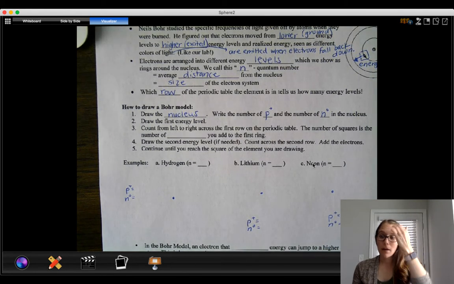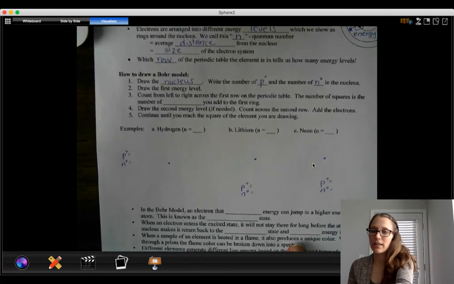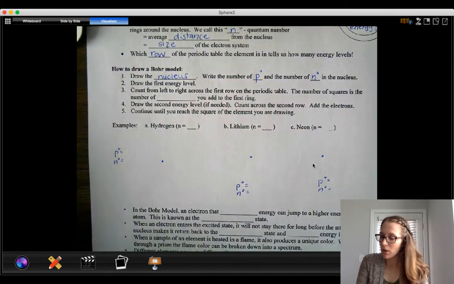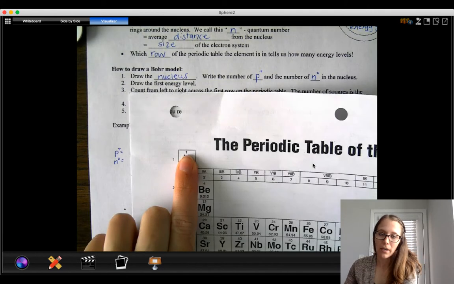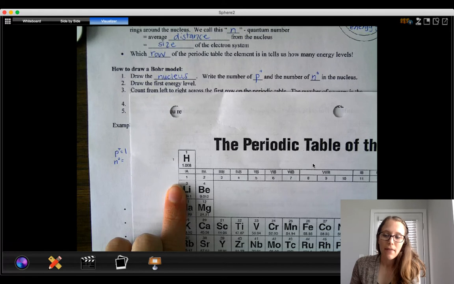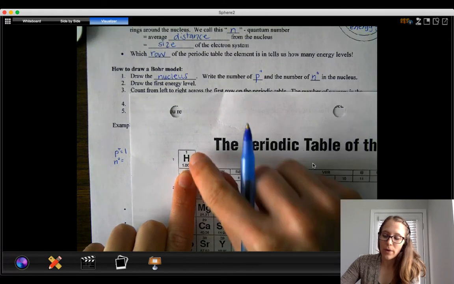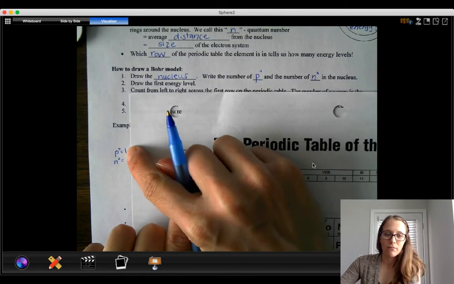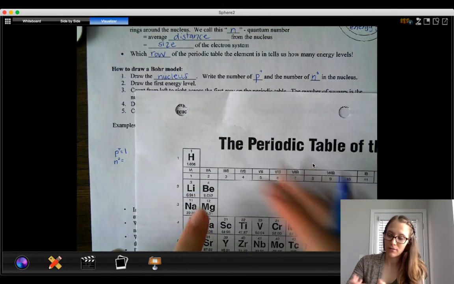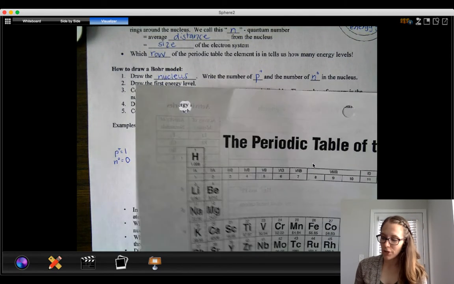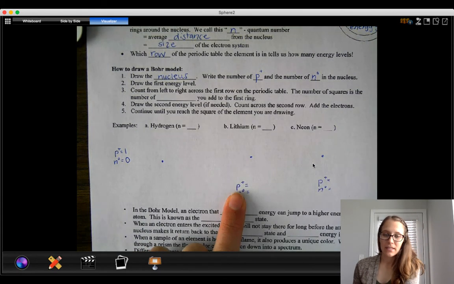So remember that the number of protons comes from looking at the periodic table, and we just look at the atomic number. So for hydrogen, the atomic number is 1, so that's the number of protons. And then the number of neutrons is what number do I have to add to 1 to get to the mass. So the mass here is 1. I already have 1 proton, so the number I need to add to 1 to get to 1 is 0 for the hydrogen atom. Next up is lithium.